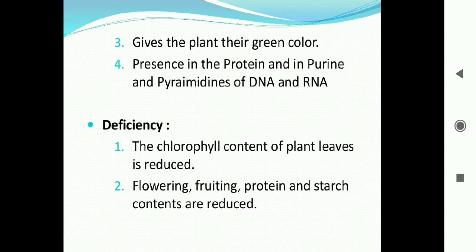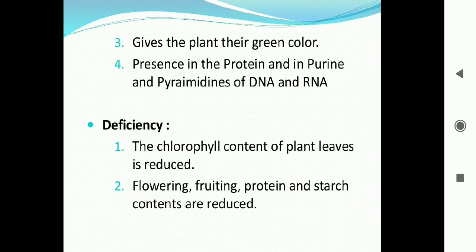Then the second important function is its presence in protein and in the purines and pyrimidines of DNA and RNA, as nitrogen is an important constituent of protein and of purines and pyrimidines, so DNA and RNA. This DNA and RNA is called genetic material. So what is the genetic material synthesized in the plant? The main constituent of this genetic material is nitrogen.